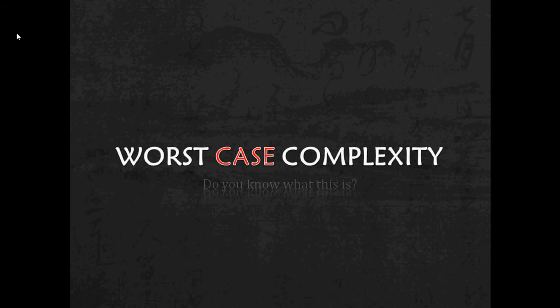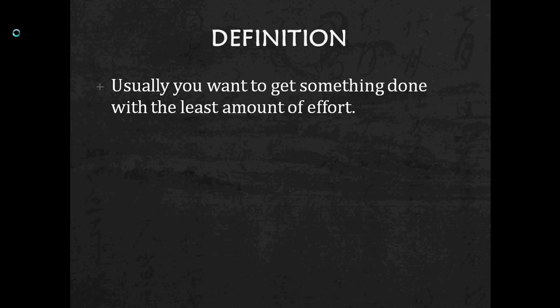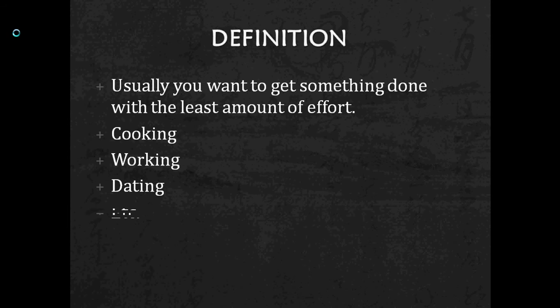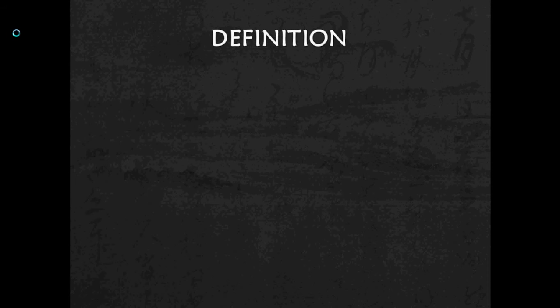The purpose of this video is to discuss worst case complexity. So the general definition for worst case complexity is that you usually want to get something done with the least amount of effort or time and as fast as possible. So generally, that could be anything from cooking, cleaning, working, or random tasks around the office. Maybe you want to get the name or number of the girl across the hall. All these things and more you want to do with the least amount of work.